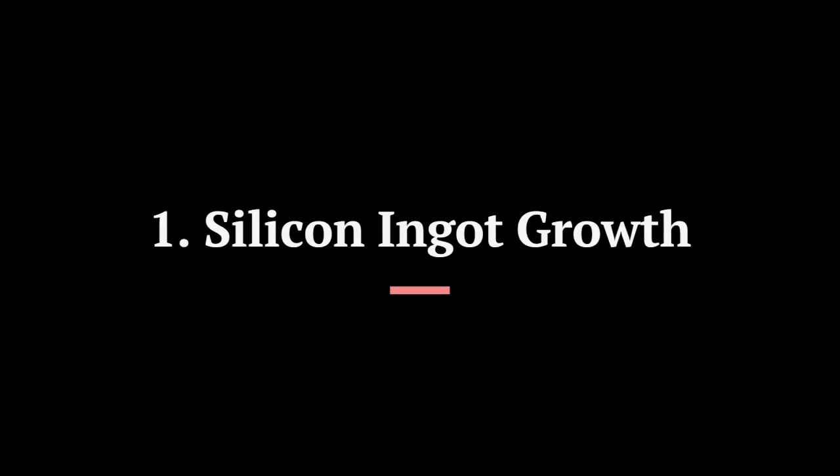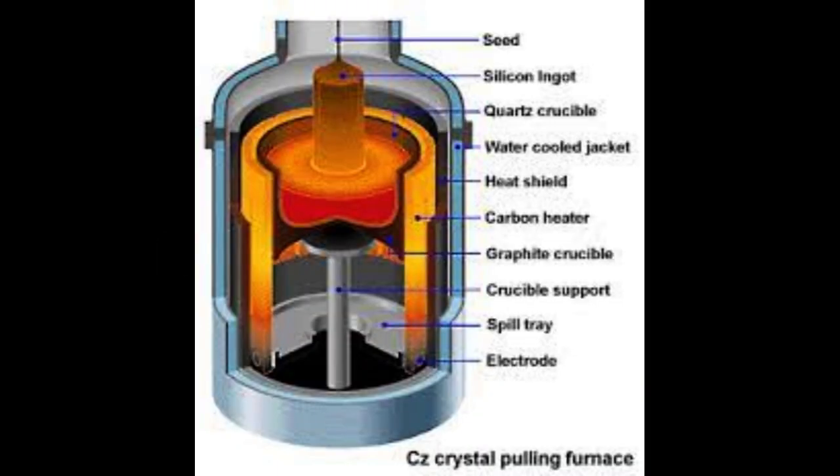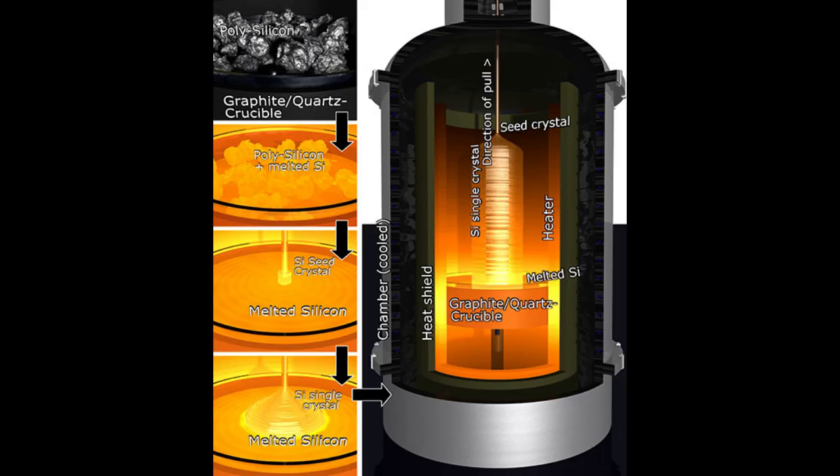1. Silicon ingot growth. The process begins with the production of a silicon ingot. Highly purified silicon is melted in a crucible and then slowly pulled upwards, allowing a cylindrical crystal structure to form. This crystal is called a silicon ingot.